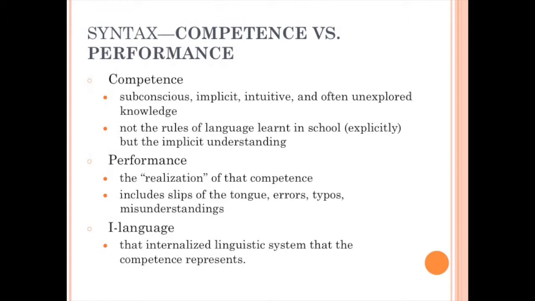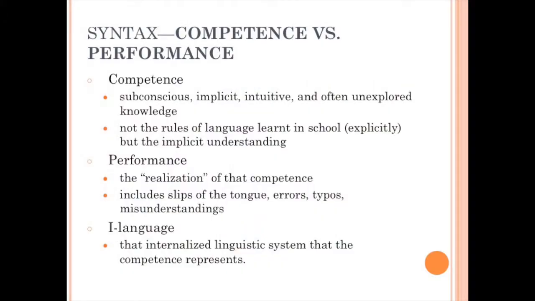Competence refers to the subconscious, implicit, intuitive, and often unexplored knowledge native speakers have of the grammar of their native language. Not the rules of the language learnt in school, explicitly, but the implicit understanding. They know certain things to be correct and are able to reject other things as incorrect. A native speaker of English would know, "She isn't here, isn't she?" is less correct, even if they can't explain why. Note, very similar structures are entirely correct in other languages.